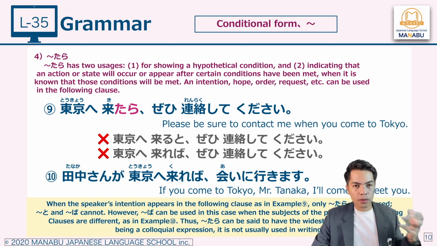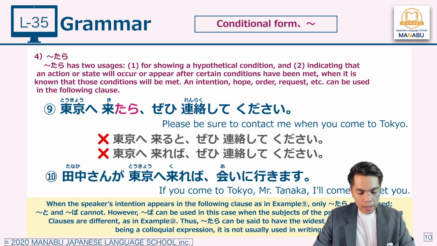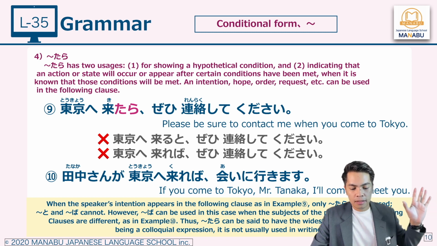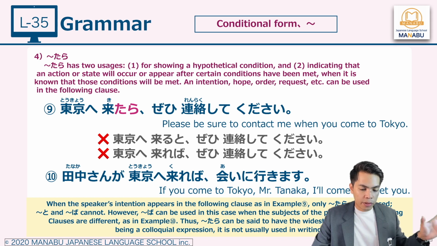Please be sure to contact me. So you cannot use the to in this case and the ba form in this case. So let's read the example. Tokyo e kuruto, zehi renraku shite kudasai. So you cannot use the to because what comes after to, something inevitably occurs or automatically occurs.